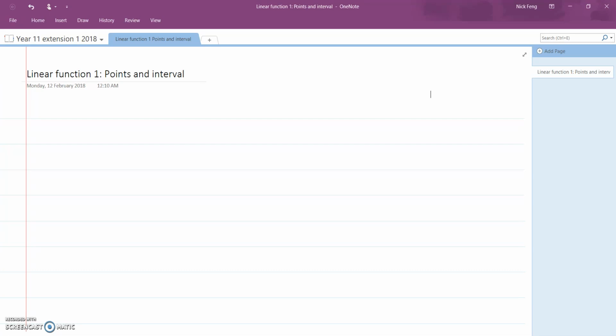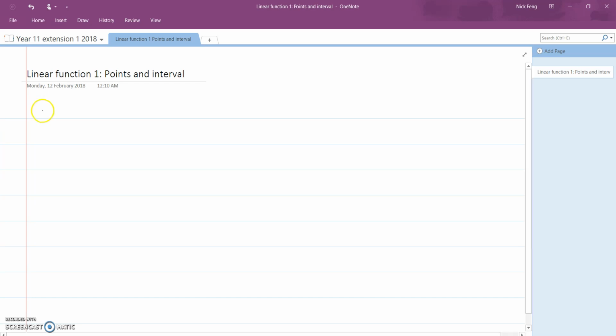Okay, today we will be doing the first part of linear function, which is points and interval. Now we'll be talking about the distance between 2 points, finding the midpoint of 2 given points, and also one additional 3-unit content called the division point. That means that point is no longer just the midpoint of the interval. It actually divides the given interval into a certain ratio.